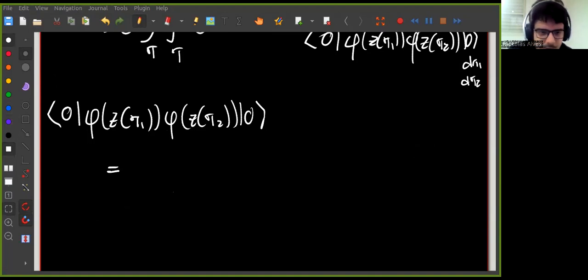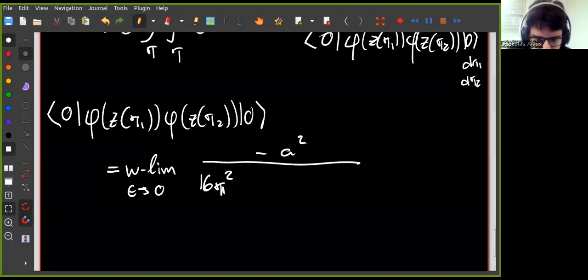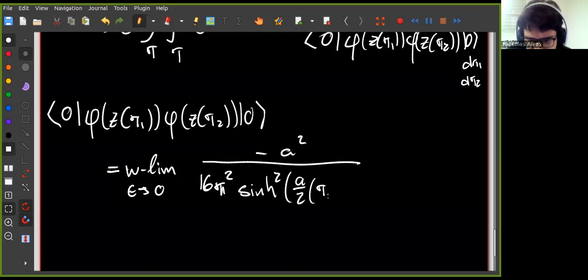One gets that this is equal to the distributional limit, epsilon going to 0, of minus a squared over 16 pi squared sinh squared of a over 2 tau 1 minus tau 2 minus I epsilon. So that seems to be it. Yes, it is.